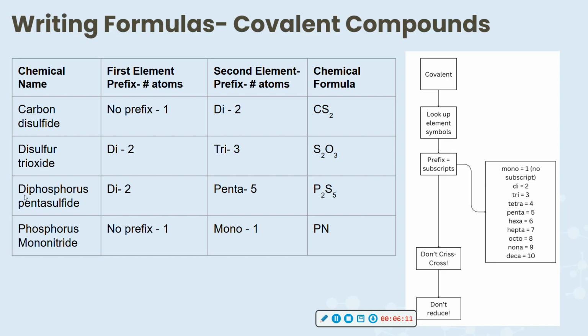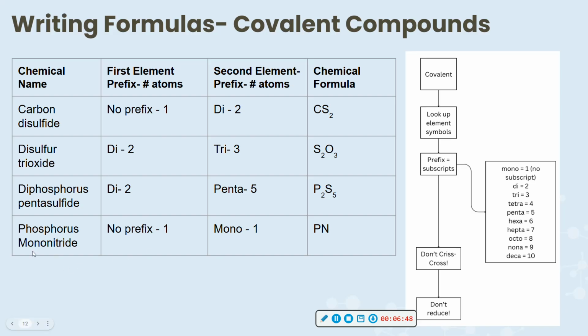All right, in the next example, we have diphosphorus pentasulfide. My symbol for phosphorus is P. My symbol for sulfur, which turns into sulfide, is S. Di is for my first element, which is phosphorus, and di means 2. So I'm going to write the 2 after my P. Penta means 5. So I'm going to write the 5 after my S for sulfide.